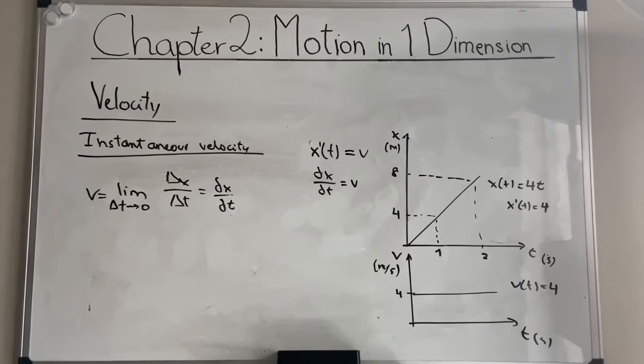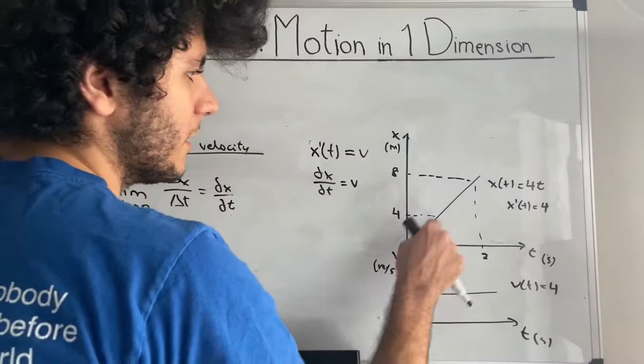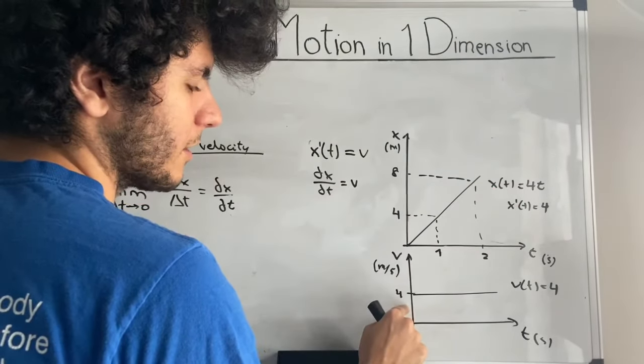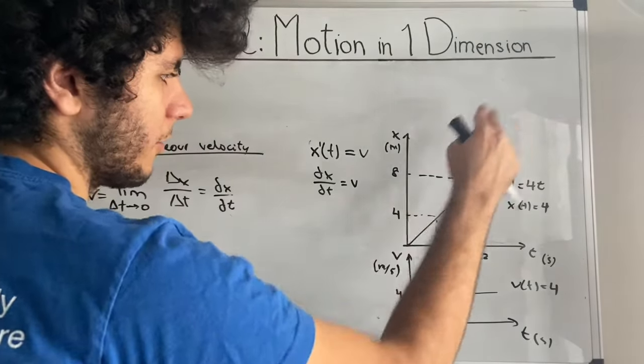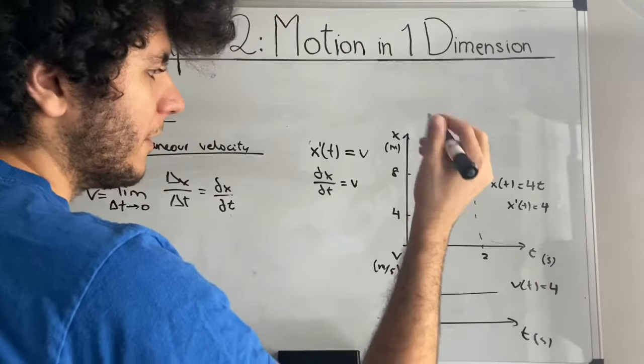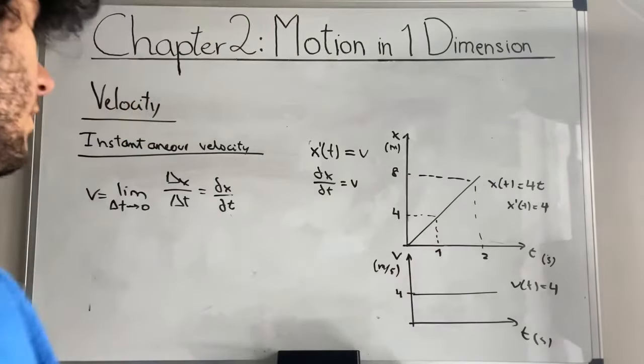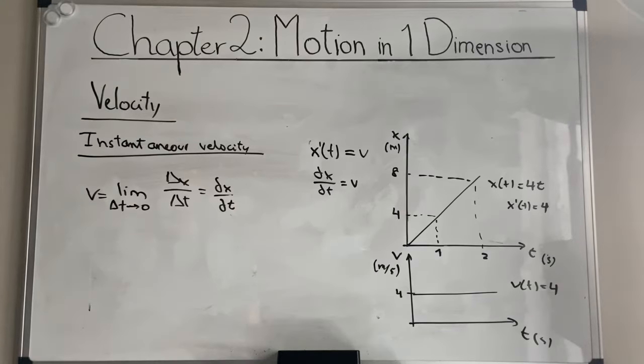Let's think about, yes, it's worth noting that if we have a positive slope, then we're going to have a positive instantaneous velocity at any point. If we have a negative slope, we're going to have a negative instantaneous velocity at any point. And if we have a constant slope in the position versus time graph, then we're going to have a slope of 0. So thus, an instantaneous velocity of 0 at any point along the graph.